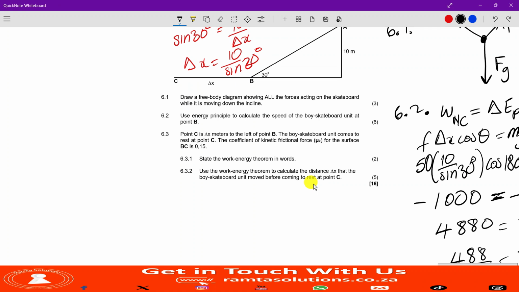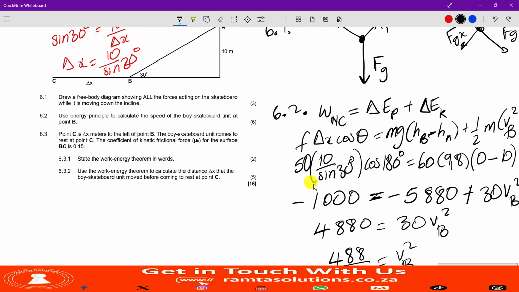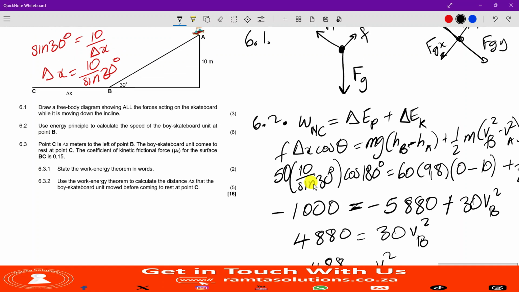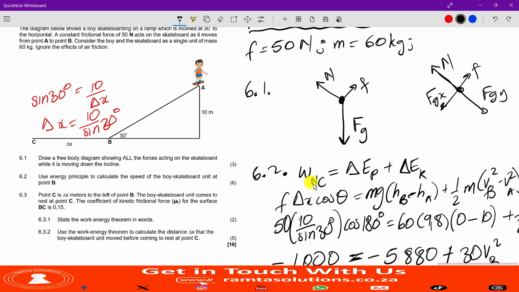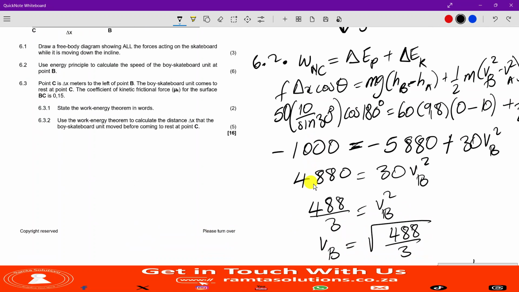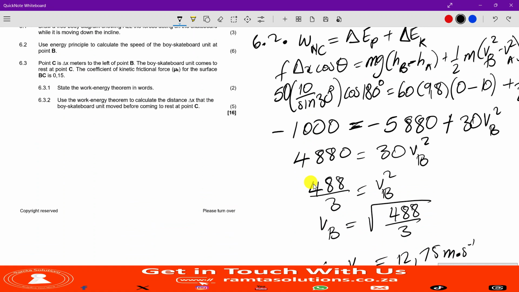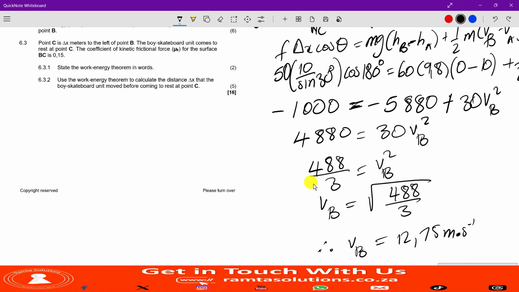All right. Now, let's find 6.3. Point C. Let's look at the diagram. Point C is delta x meters to the left of point B. The boy skateboard unit comes to rest at point C. The coefficient of kinetic frictional force mu sub k for the surface BC is 0.15. 6.3.1, state the work energy theorem in words. The work energy theorem says the net work done on an object is equal to the object's change in kinetic energy.